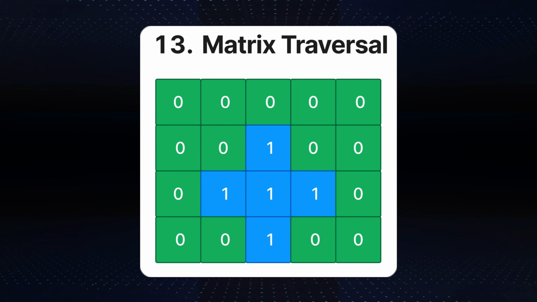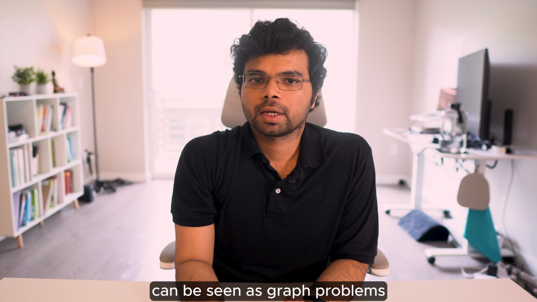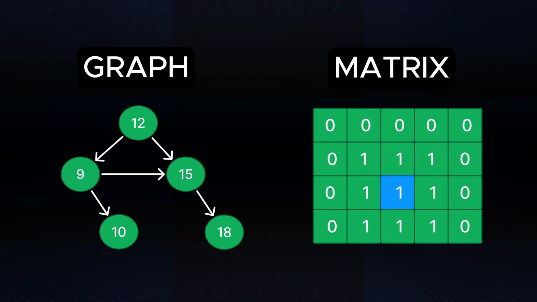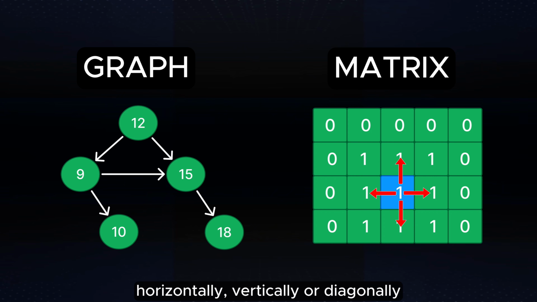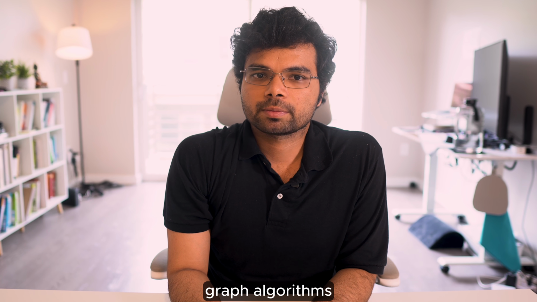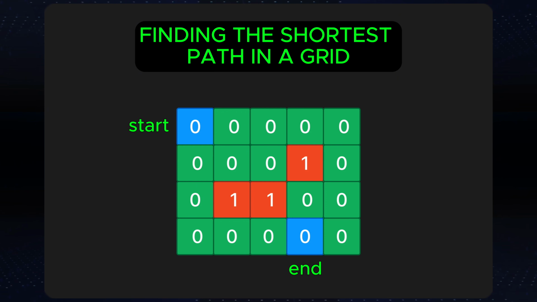Next up is the matrix traversal pattern. Most matrix traversal problems can be seen as graph problems. In a graph, you have nodes and edges. In a matrix, which is usually a 2D array, your nodes are the cells from where you can reach adjacent cells, horizontally, vertically, or diagonally, depending on the problem. The best part is, you can use most of the graph algorithms like DFS and BFS to solve matrix-related problems like finding the shortest path in a grid.